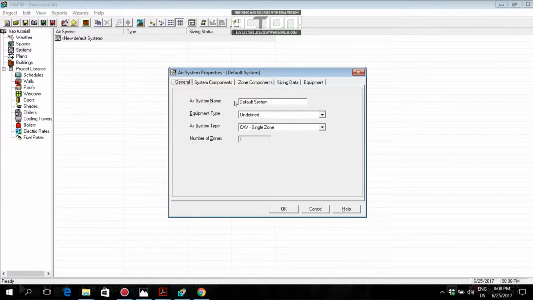As I said, we need to just enter the information asked by the software, which is asking one by one. Air system name. Let's say AHU1, which is air handling 1, AHU01. Equipment type, here you can find a lot of equipment types.